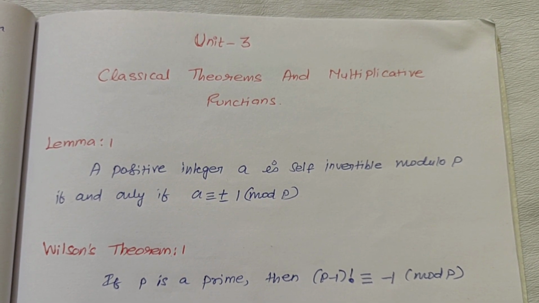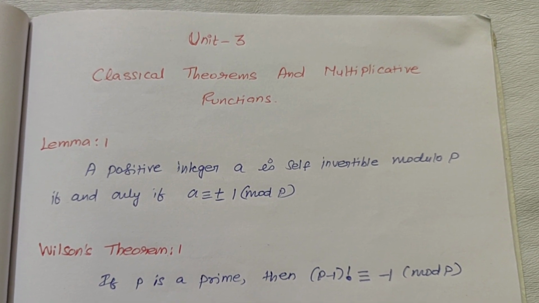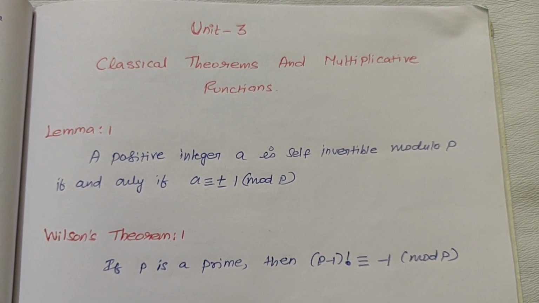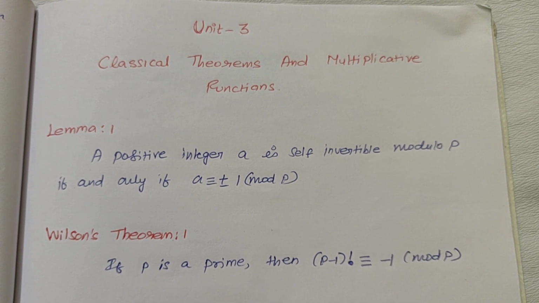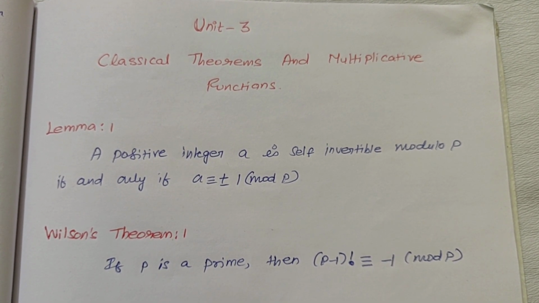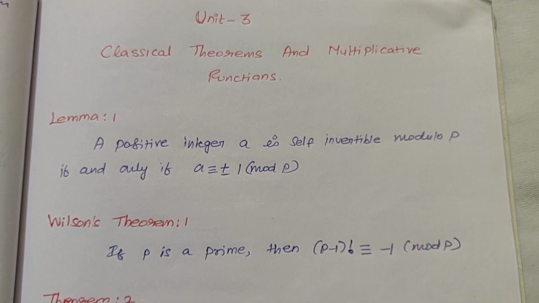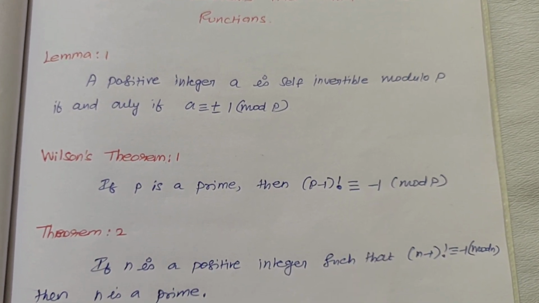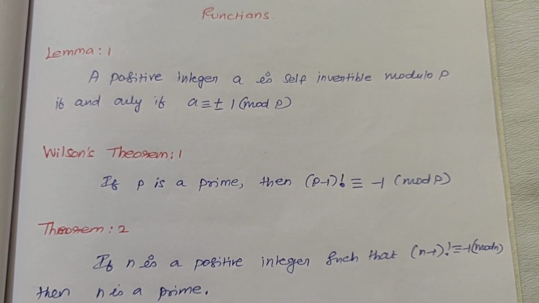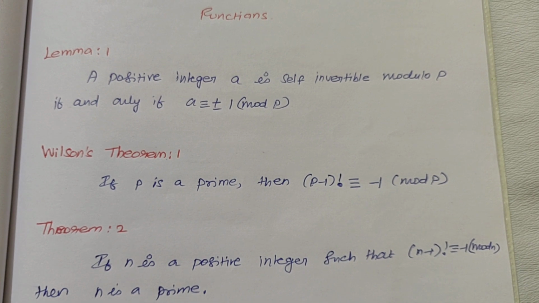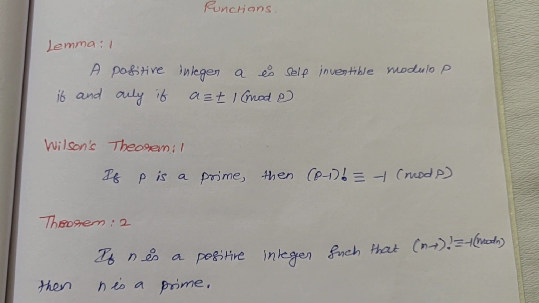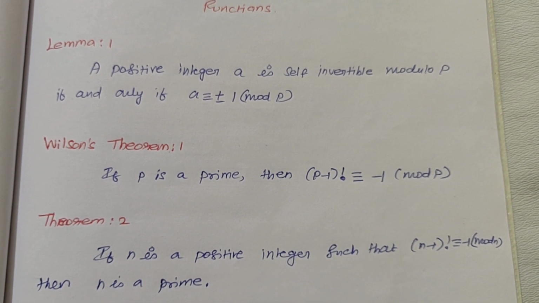Next let us see the statement of Wilson's theorem, which is an important theorem. This theorem states that if p is a prime, then (p minus 1) factorial is congruent to minus 1 mod p. The next theorem is the converse of Wilson's theorem, which states that if n is a positive integer such that (n minus 1) factorial is congruent to minus 1 mod n, then n is a prime.